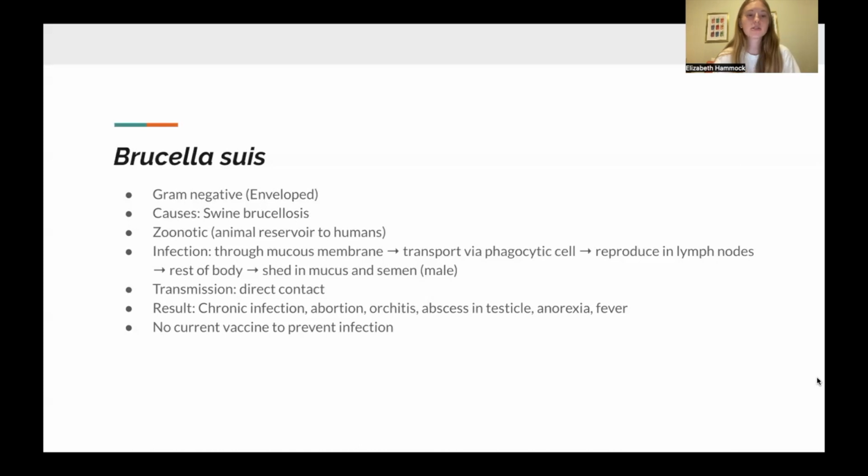Transmission is typically by direct contact. And a result of this may be chronic infection, abortion, orchitis, abscess in the testicle, anorexia, and fever. Right now, there are no current vaccines to prevent this infection. So it's important to maybe isolate those that might be infected to reduce spreading.